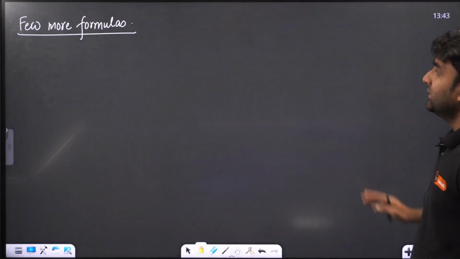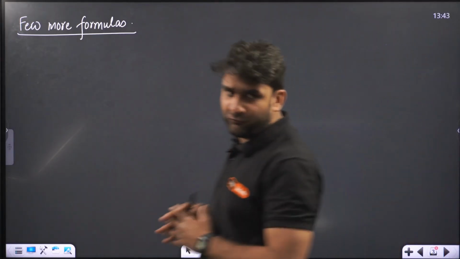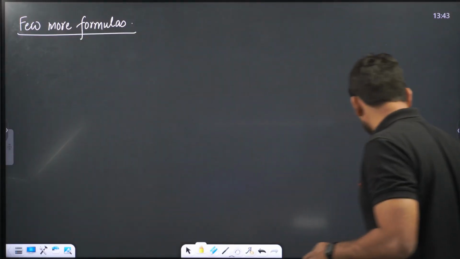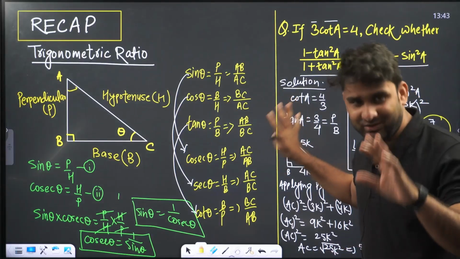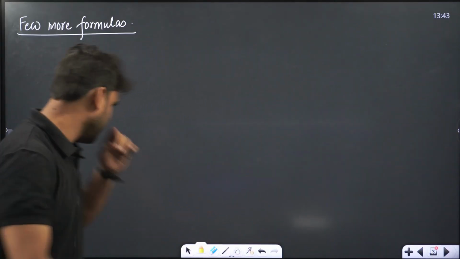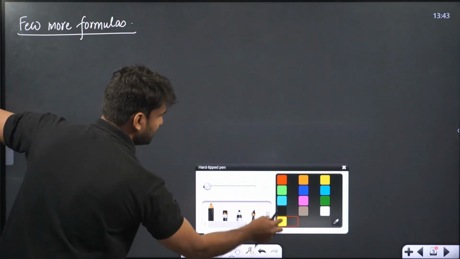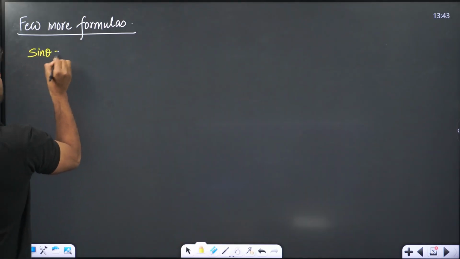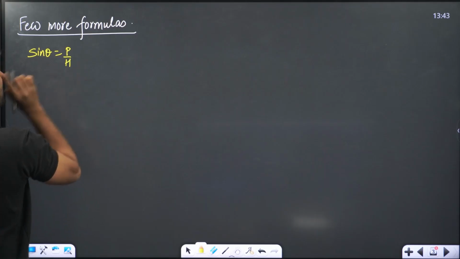Okay. So there are few more formulas in trigonometry. See, previously what we have discussed here, only trigonometric ratio. Let me show you some important facts about trigonometry. So my dear lovely students, if I ask you, what is sine theta? So sine theta is perpendicular by hypotenuse.